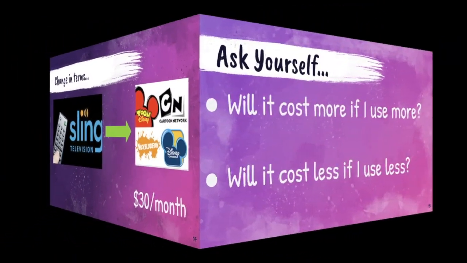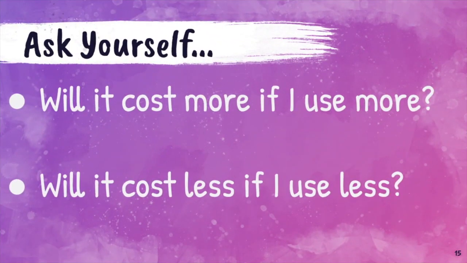All right, so the easiest way for you to determine if an expense is fixed or variable is to ask yourself, will it cost more if I use more, or will it cost less if I use less? If it will cost more or less, then it's going to be a variable expense. But if the cost doesn't change, then it's a fixed expense. All right, so that's all I got for you today. Hopefully it helps you understand the difference between the two.